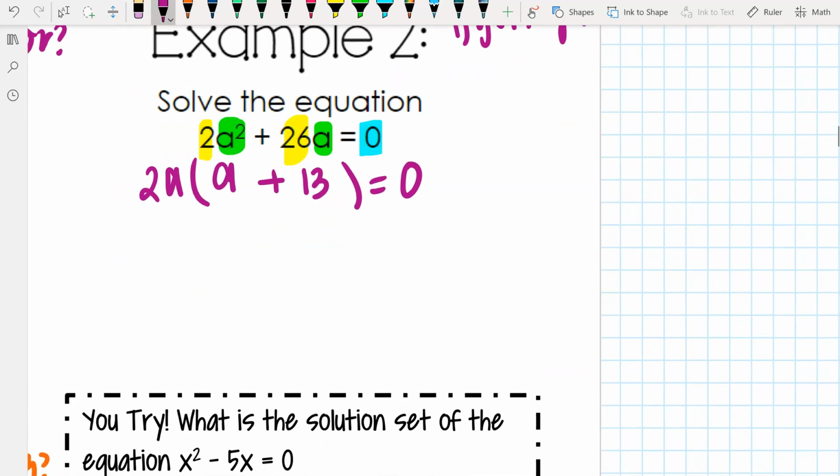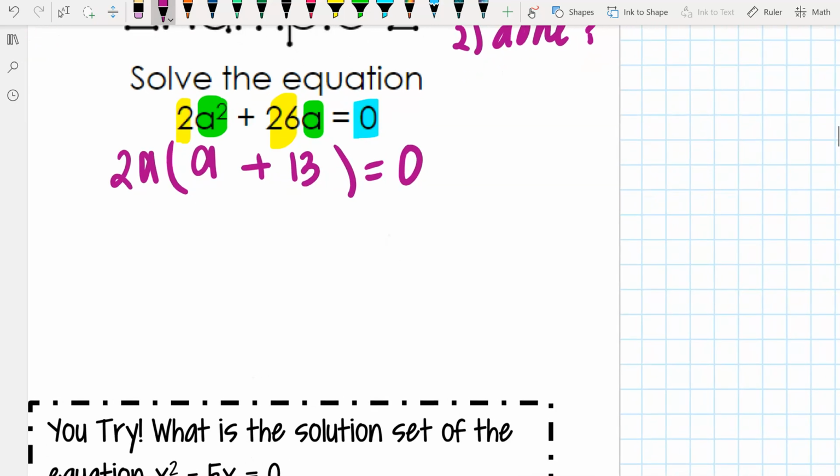So now, is this factored all the way? Are you done factoring? That's what you need to ask yourself. Do you have more factoring? Do you have to do trinomial? Do you have to do difference of two squares? Do you have any of that you need to do? And we actually don't. We are completely factored.